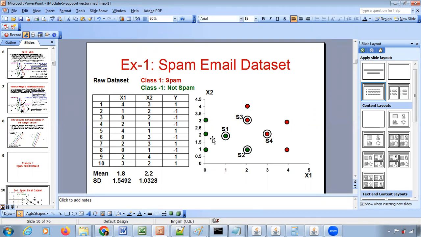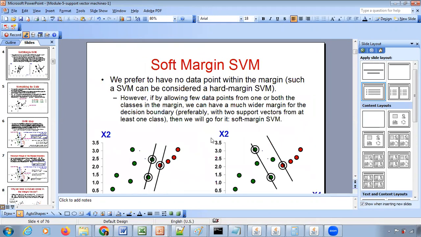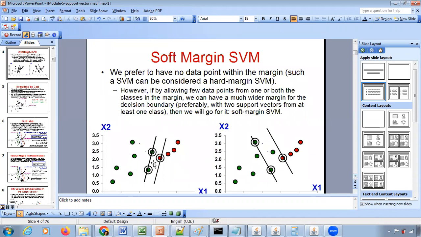Remember the different cases that I mentioned here. You see here, these two data points are the closest to the red side, but by choosing them, we are coming up with a very small margin for the decision boundary. Rather, by allowing this green data point to be considered as an outlier and be part of that margin, we're able to come up with a margin that is reasonably much wider than this one. Then we'll go for the soft margin support vector machine.